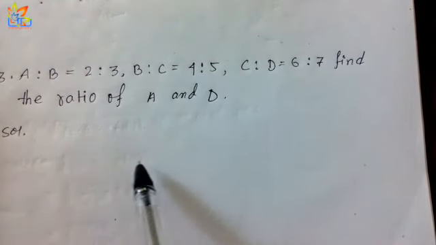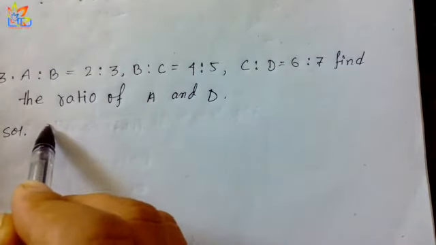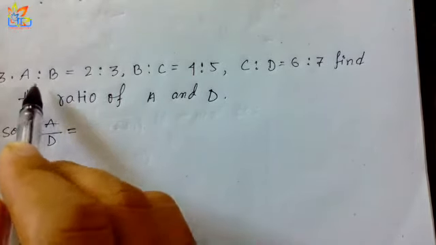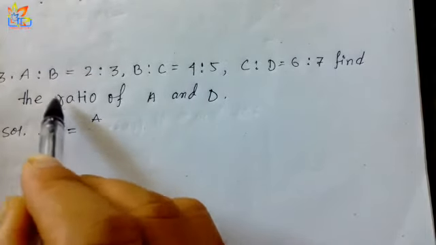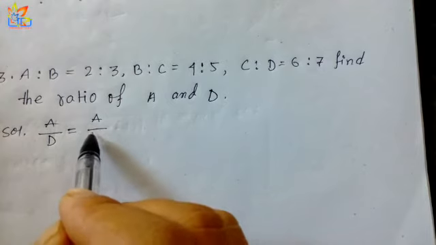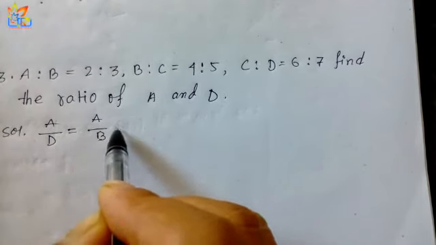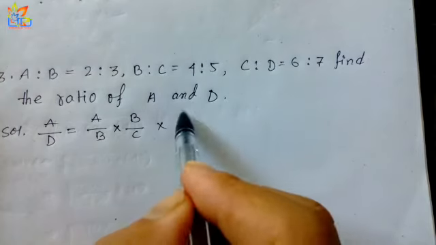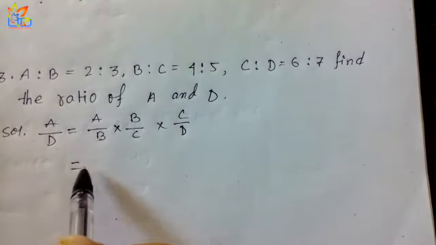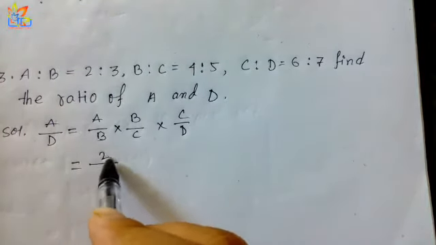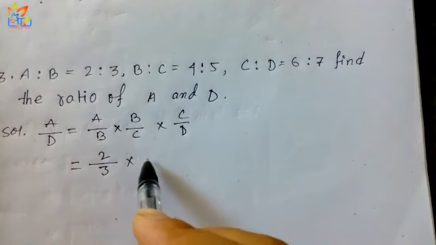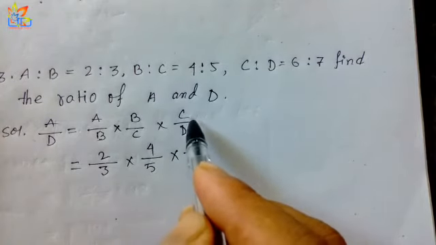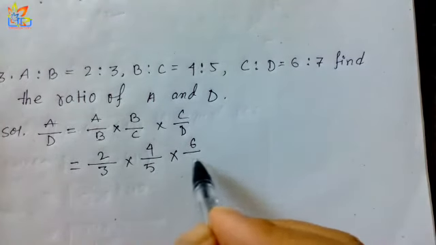A by D equal to A by B into B by C into C by D. So A is 2 to B is 3, B is 4 to C is 5, and C is 6 to D is 7.